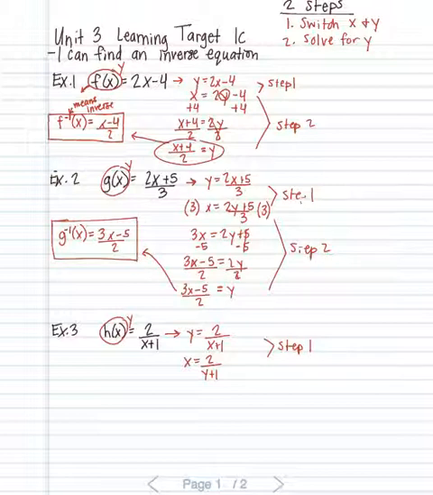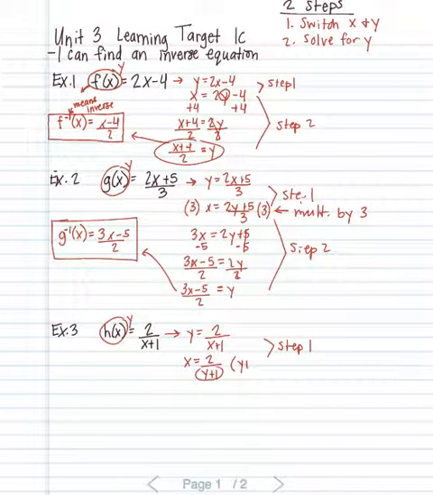Now, a lot of people don't know where to go from here because they know they've got to get y by itself, but there's a 2 in the way, there's a 1 in the way, a big fraction bar. Let's look back at example 2. The first thing we had to do was multiply by 3, and that's because that's what we were dividing by. So here we're dividing by y plus 1. To get rid of that big division sign, we've got to multiply both sides by y plus 1.